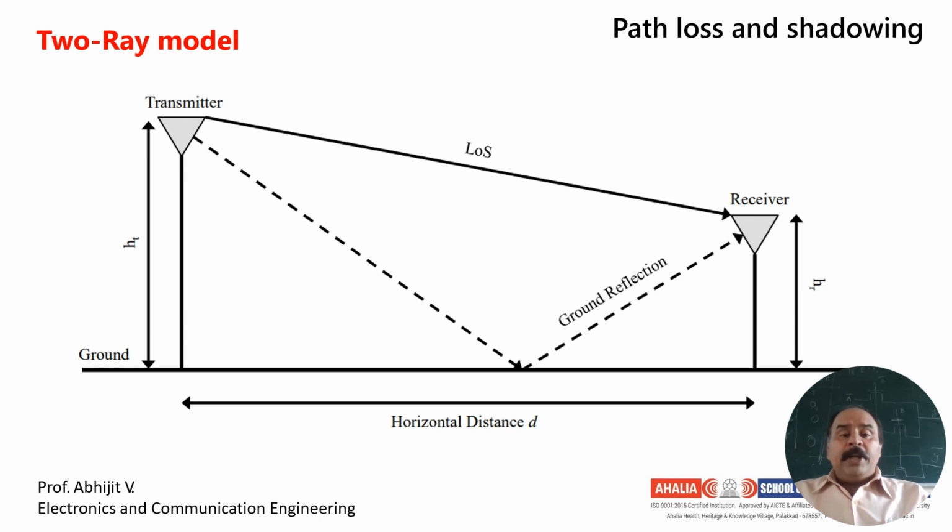So this is a diagrammatical representation. Again, you have the transmitter here. The transmitter is always at a higher point than the receiver. So you have line of sight, and this model is called the two-ray model. We are going to derive the equations for the two-ray model in the coming slides.